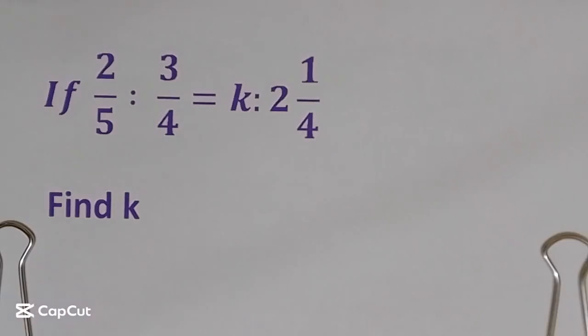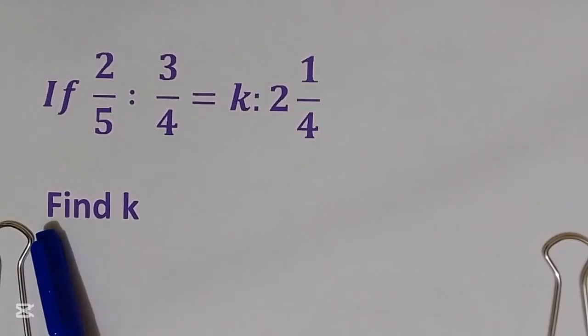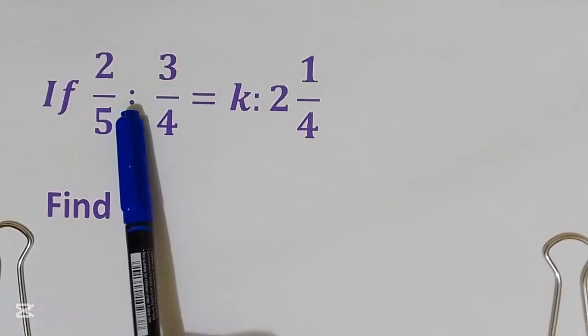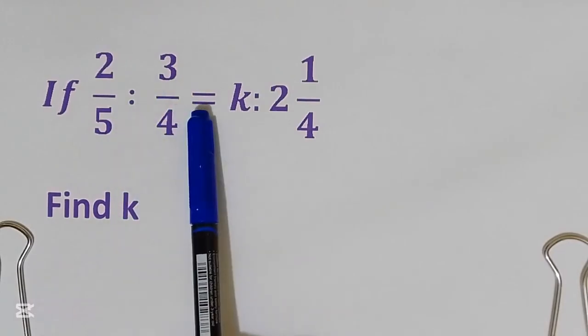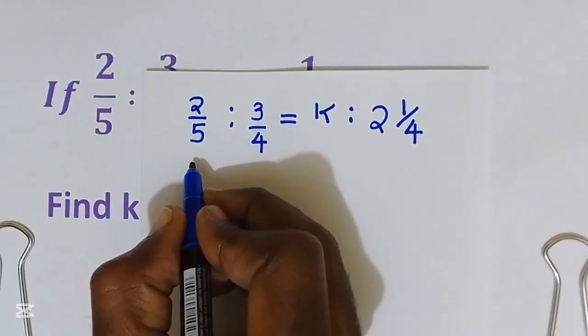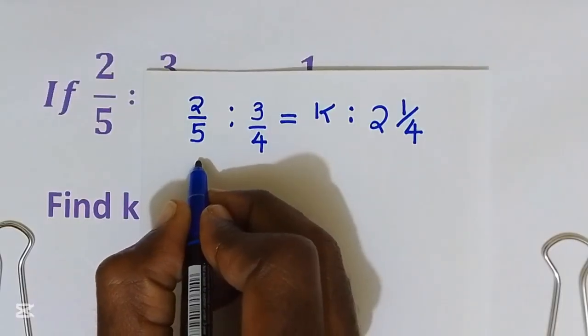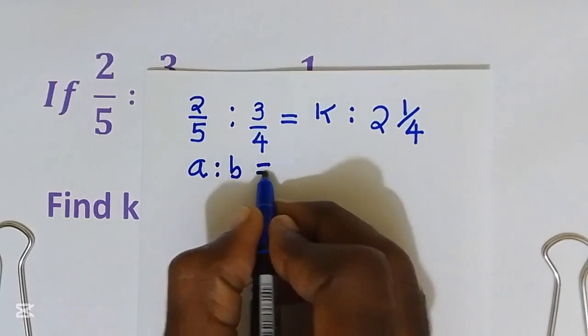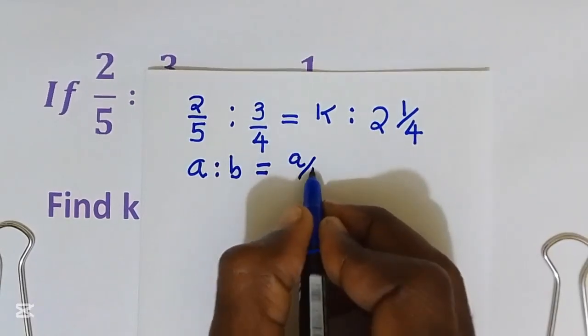Today, I'm going to show you a simple way to solve this ratio question. We're supposed to find the value of k. They gave us 2/5 ratio 3/4. This is equal to k ratio 2¼. First of all, we know that if someone gave us a ratio a:b, this is the same as a over b.